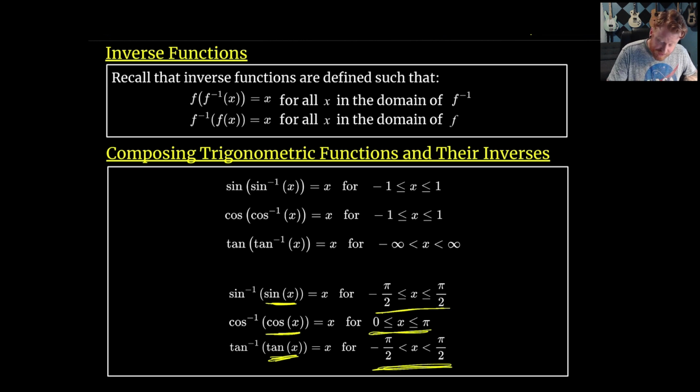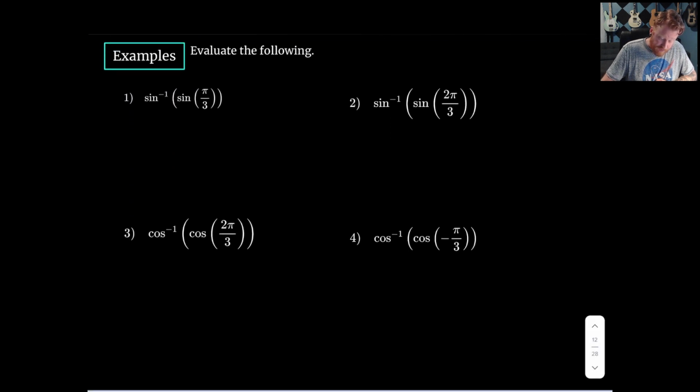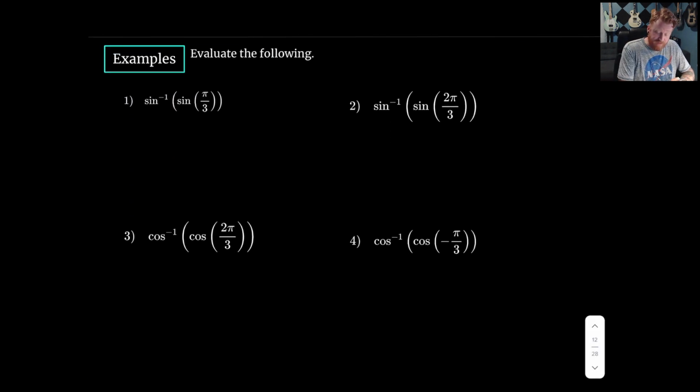So what this is telling us is that if our x value lives in its domain, then yeah, the input is just the output. If it's not, then we're going to need to be a little bit more careful, and we'll see some examples of that going forward. So let's take a look at evaluating the following.